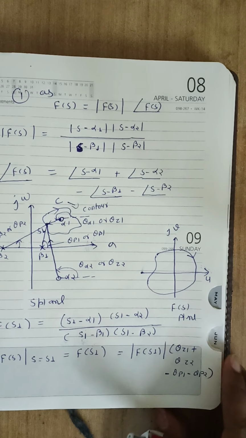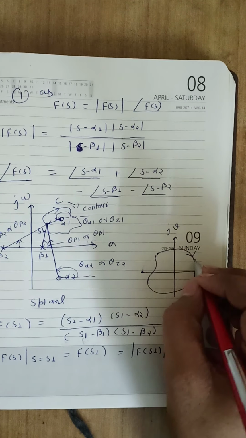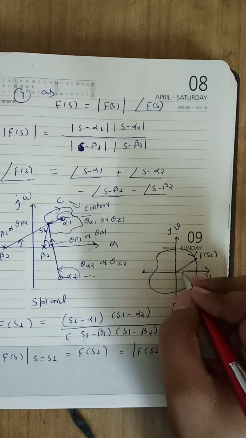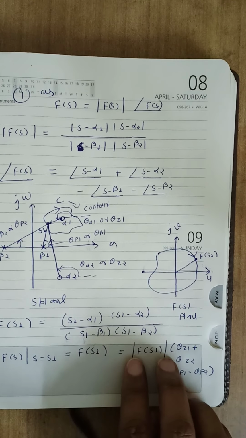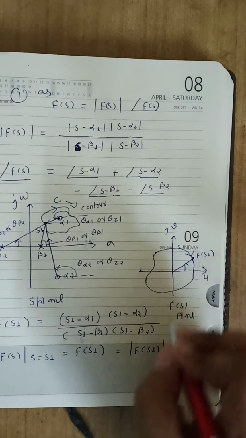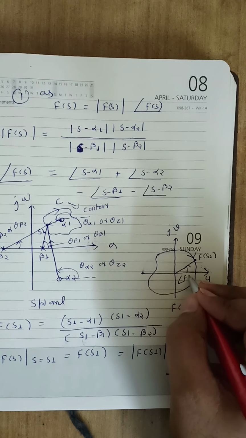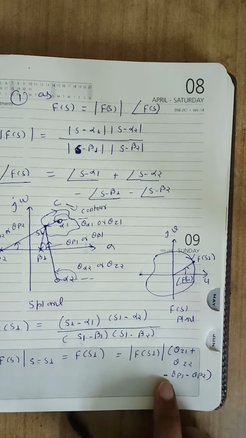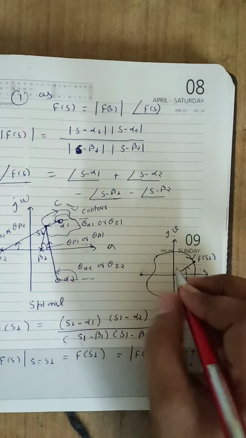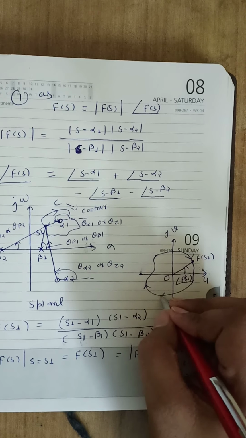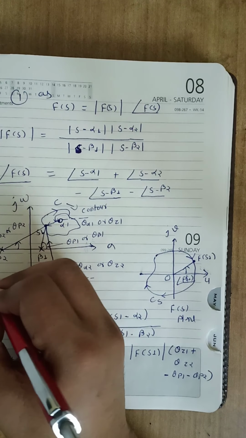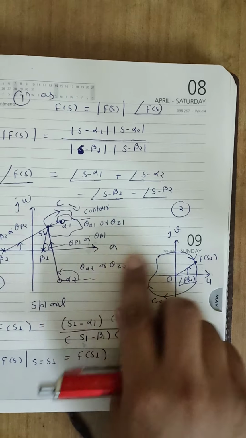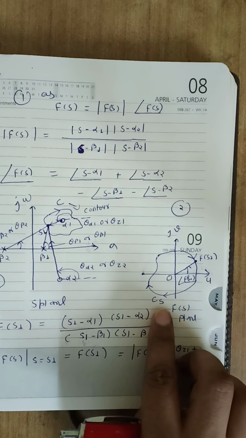Suppose I am mapping s1 into the F(s) plane with F(s1). So this value is my magnitude, the magnitude of F(s1), and this angle is my angle of F(s1). Already you calculated theta z1 plus theta z2 minus theta p1 minus theta p2, and this is my origin point. And suppose this is a contour Cs. The first diagram will define the s plane contour, and the second diagram will define the corresponding F(s) plane contour Cs.